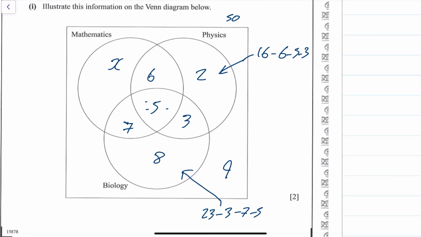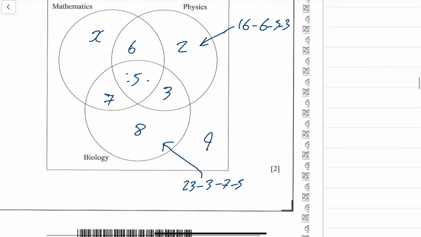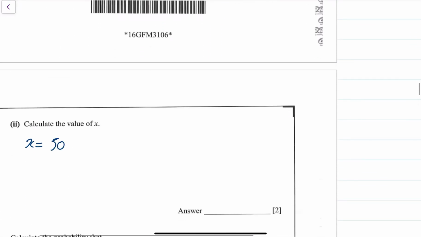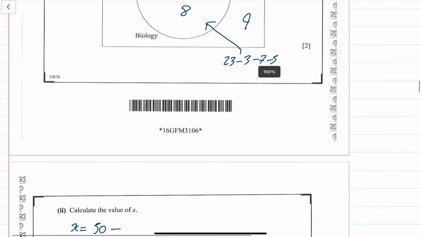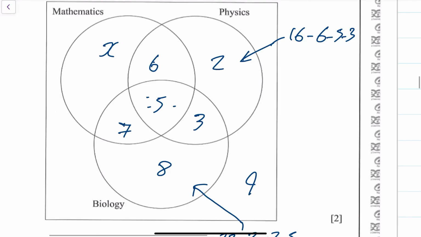You know the total is 50. What you have to do then for part 2 is calculate the value of x. So x equals 50 minus all those numbers, as all of those numbers add up to 50. This is an easy question, but it's very easy to get it wrong as well. People miss ones very often.